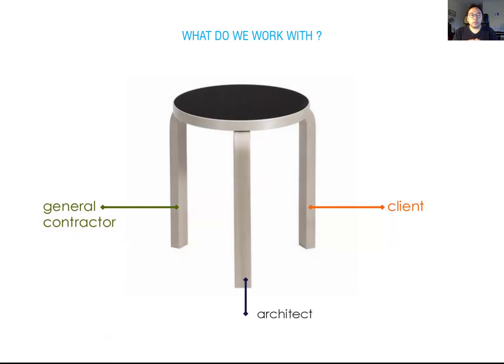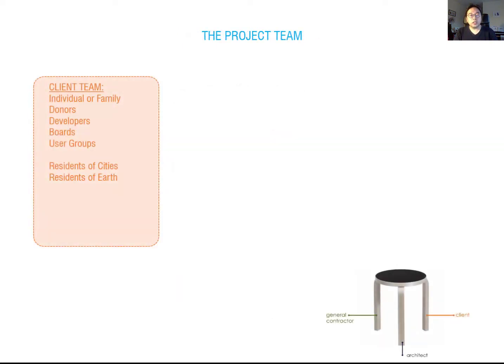So next one, what do we work with? Who is your design team? We are architects, but we mostly work with the client and general contractors. So let's look at the role of each team part. The client team: who is your client? They fund the project, make your project, and hire you, right?